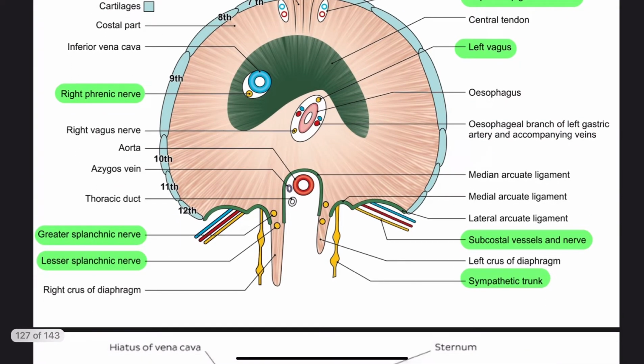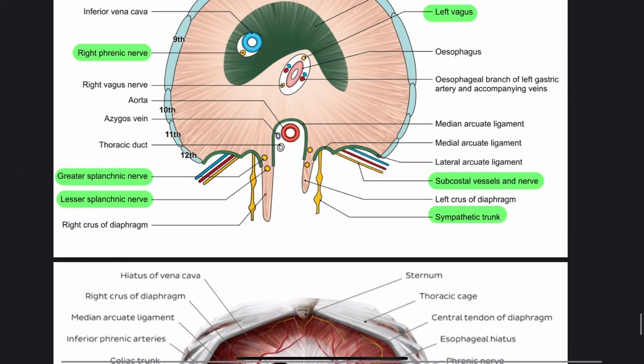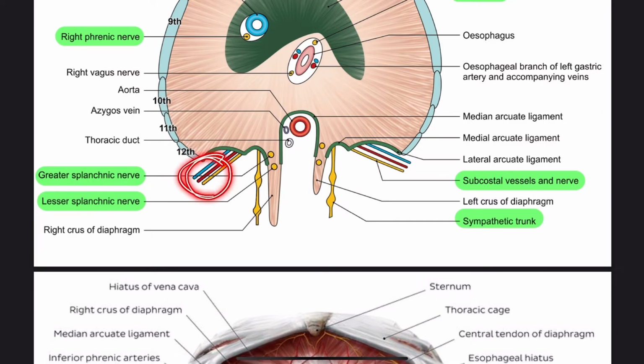And then behind the median arcuate ligament, you have the abdominal aorta running. And here you have the two crura, the right crus, the left crus. Here you have the sympathetic chains running. And remember these subcostal nerves and vessels, the relation: subcostal vein, subcostal artery, and the subcostal nerve below the 12th rib. And in the right crus, you have the greater splanchnic nerve and the lesser splanchnic nerve. Okay, and here's the sympathetic trunk. We already talked about this. And it's labeled subcostal nerves and vessels, which we've already talked about enough.